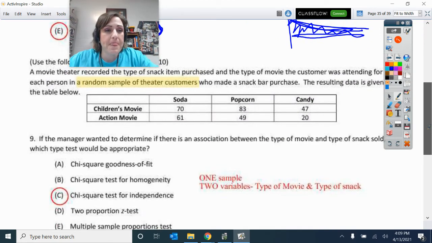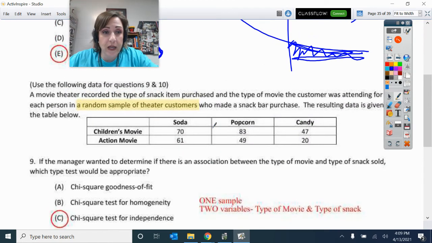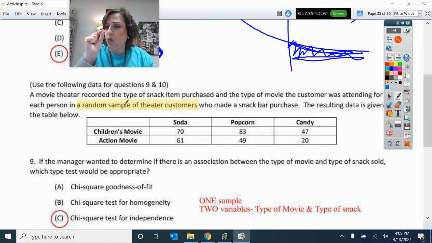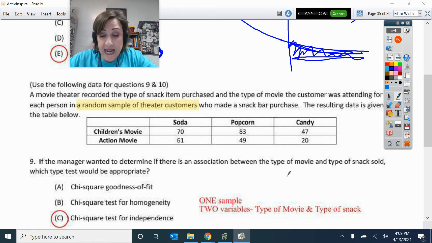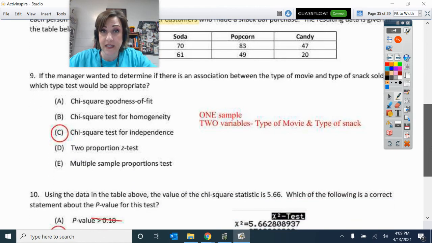All right, number 9. This is a random sample of theater customers. So when I read that and glance back at this, that's one sample. One sample, and then they're going to take this group of people and sort them and say, okay, what movie and what snack? So they're going to sort them by type of movie and type of snack. That's 2 variables. That's bivariate. That's your independence. Chi-squared test for independence.